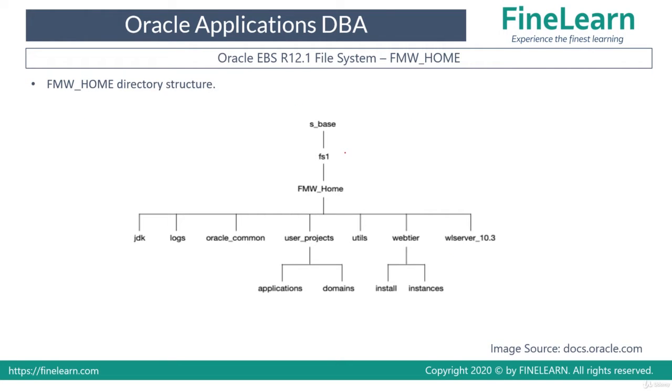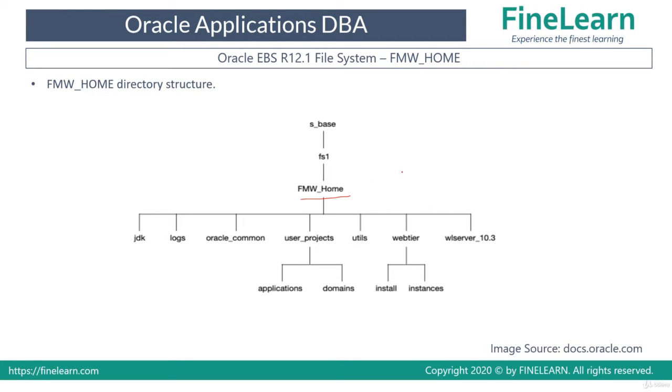As you can see in the picture, the file systems FS1 and FS2, both of them will have FMW Home. And as the name suggests, this is the main home for the Fusion Middleware of Oracle Business Suite application tier. So the Fusion Middleware is obviously one of the important technology stack components of the application tier.